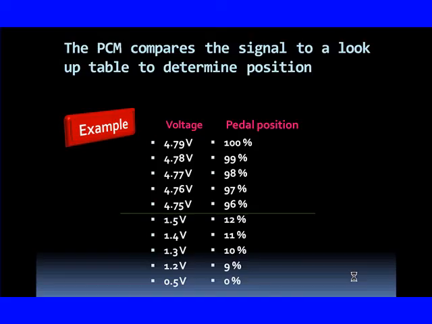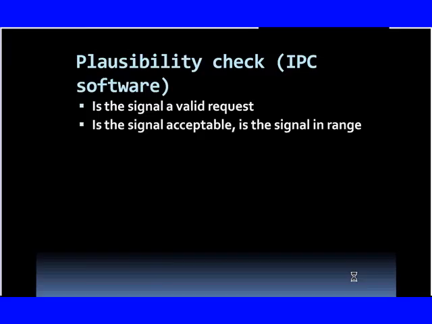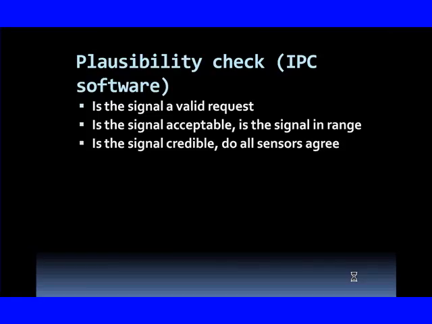Is the pedal position the same? Is the throttle opening the same? If they come out the same, the 2 are doing the same thing. It's going to be doing a constant comparison. Is the signal a valid request? Is the signal accepted? Is it in the range? We saw one in our example, 0.5 to 4.8 volts was the range. Is the signal credible? Do all the sensors agree on the angle of the accelerator pedal? Not voltage. Do they agree on the accelerator pedal position in degrees?